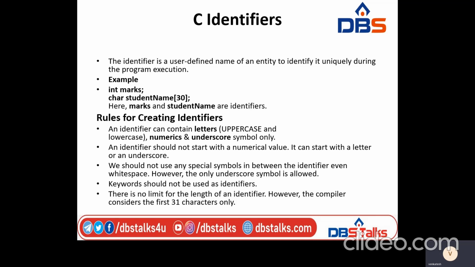There is no limit for the length of the identifier. However, the compiler considers the first 31 characters only. Whenever you represent an identifier, you can take any number of characters. See here, marks is one identifier, 1, 2, 3, 4, 5 characters. Again, student name is one identifier. Like this, we can take an identifier name of any number of characters, but the compiler will take only 31 characters as the identifier. So this is the identifier.